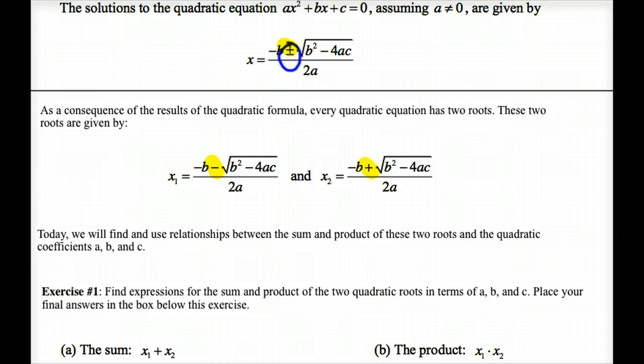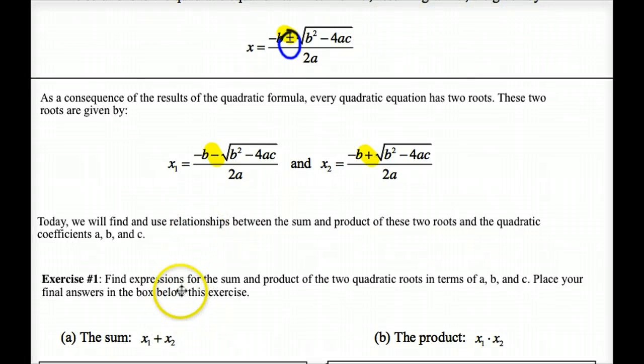Now, what we're going to talk about today, we will find and use the relationship between the sum and the products of these roots. So the first example says, find the expression, and remember what's an expression? It's without an equal sign, for the sum and product of the two quadratic roots in terms of a, b, and c. Place your answer in the box.